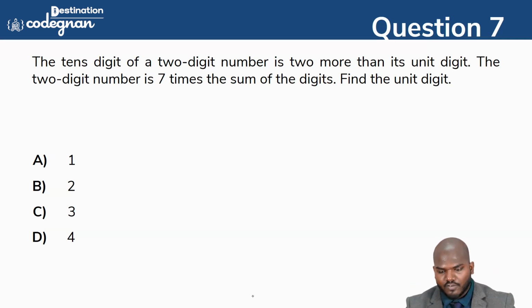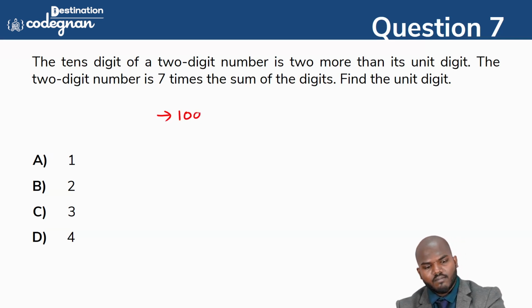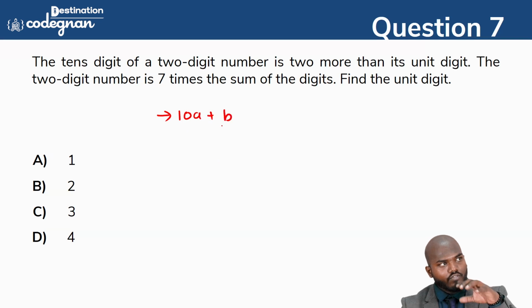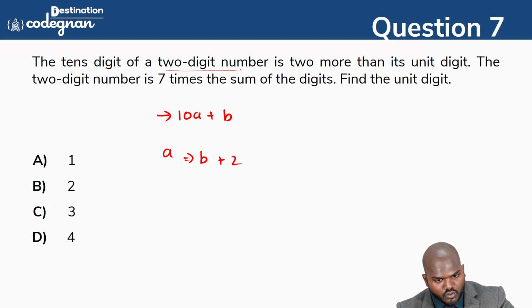This is a little bit different. So what is the tens digit of the 2-digit number? You see this one, I have the 2-digit number like this: 10A plus B. This is the form you should frame it in all the time. Once you deal with this, you can take it up like A is equal to B plus 2. That is, the tens digit of the 2-digit number is 2 more than the unit digit.